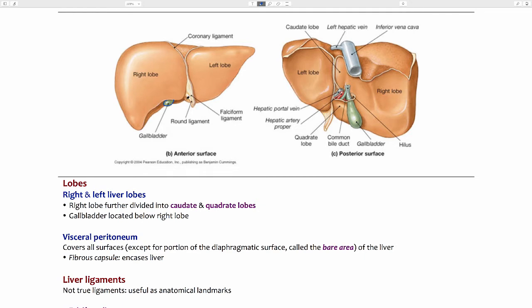The round ligament here, and then a little coronary ligament. If you look on the underside of the liver, you find that the right lobe is actually further divided into two lobes. So the so-called caudate lobe and the quadrate lobe. And what you see right here is where all of the different vessels enter the liver, like the portal vein and so on and so forth, right here between the two lobes.